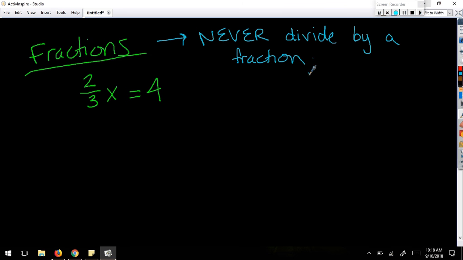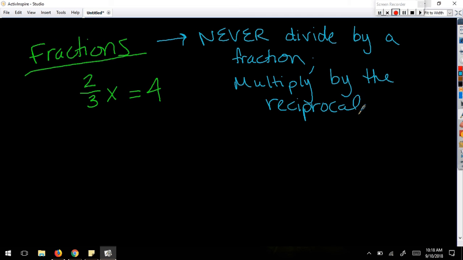Instead of dividing by a fraction, we're going to multiply by the reciprocal. What does reciprocal mean? Does anybody know what reciprocal means? You reciprocate something. It means you flip the fraction over. Okay? Multiplying by the reciprocal, or the flip, is the same thing as dividing. Let me show you why.